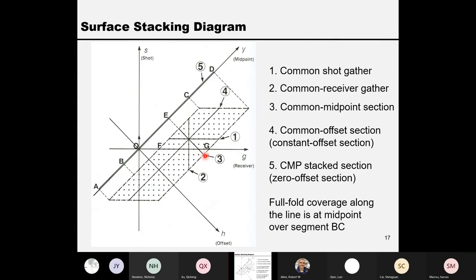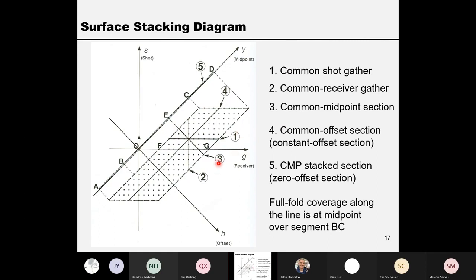So midpoint is the position. The next one: source here, receiver here, the midpoint here, right? Source, receiver, midpoint. Next one, midpoint here. So those are the midpoint positions from each individual line, right?